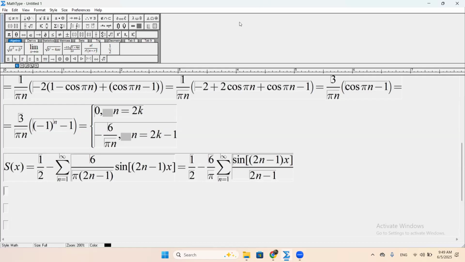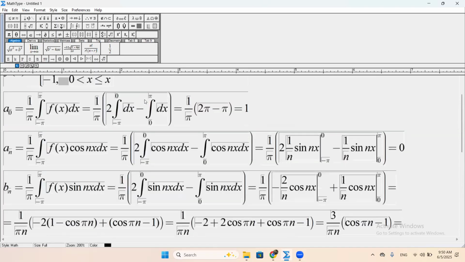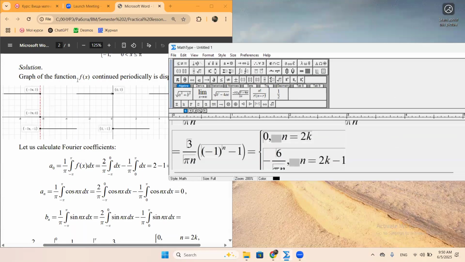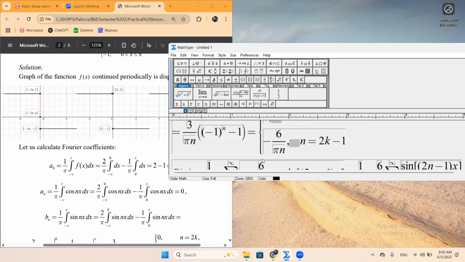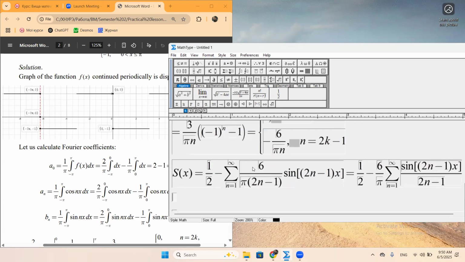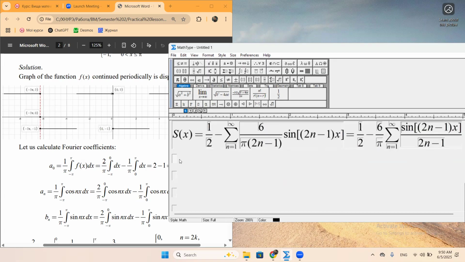Now, s from x, the sum of the series, equals f from x at all points where function f is continuous. And what about discontinuity points? So discontinuity points such as 0 and p, minus p. So let's calculate s at point 0. It will be received in the following way.